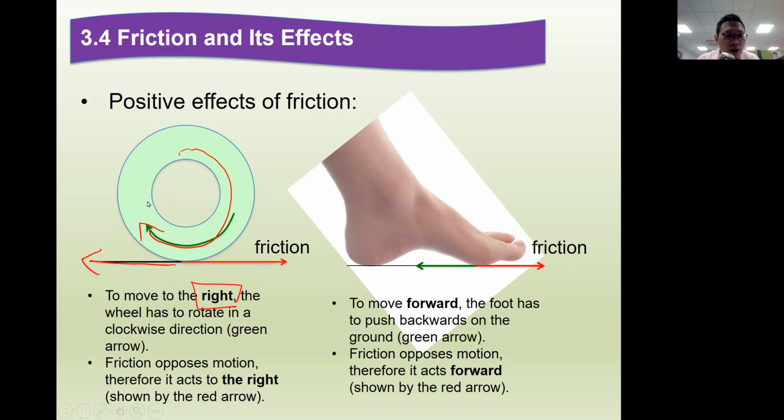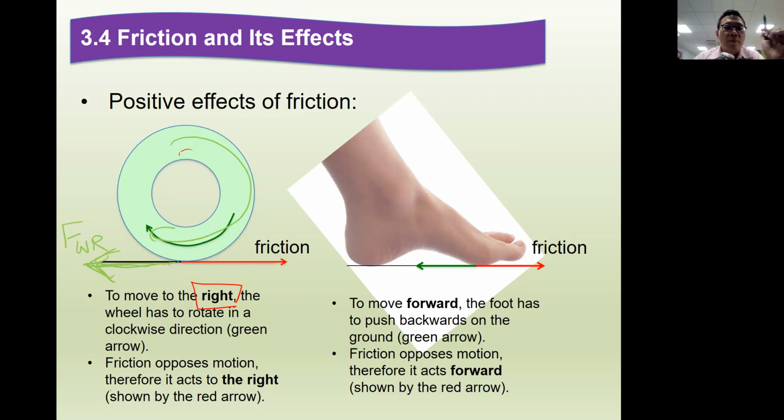I will use a different color, a green one. Let me erase this first. Now, when I push the trolley, or when the car moves, the wheels turn. When the wheel turns clockwise, it will actually push the floor backwards. So this is the force exerted by the wheel on the road.